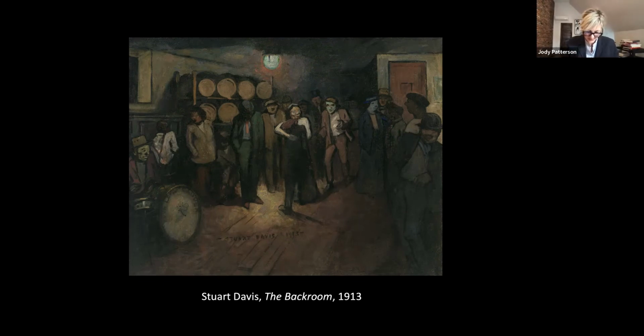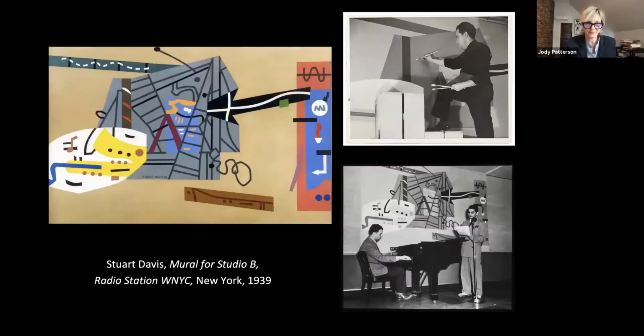But by the 1930s, Davis was no longer interested in picturing jazz. And this is a mural we saw previously. This is amply demonstrated in Davis's 1939 WPA mural for the New York Municipal Broadcasting Company's radio station WNYC. The mural includes stylized versions of a saxophone and clarinet, two instruments particularly associated with swing music, and attests to the ways in which Davis's engagement with jazz is of a more abstract order now.